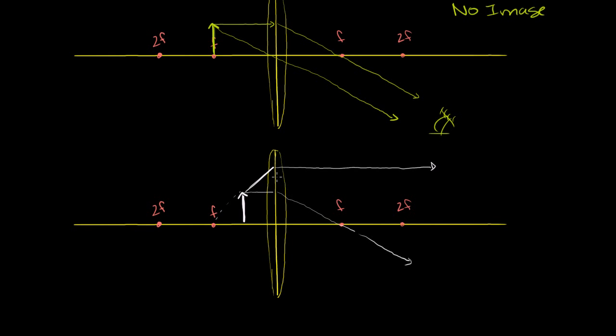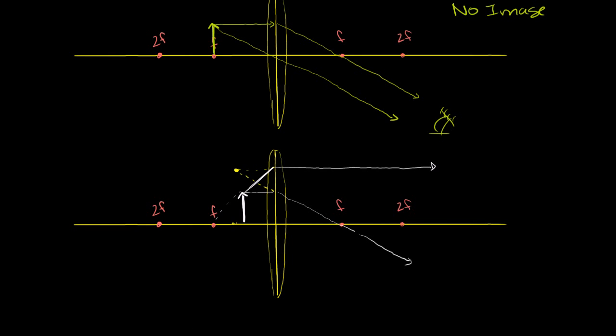But they do look like they're diverging from some point. They do look like they're diverging from, let me continue these lines. They both look like they're coming from a point right over there. So what's going to happen? Well, if someone's eyes are processing these light rays, they're going to see the tip of this arrow all the way up here. They're going to see the base of this arrow down here.